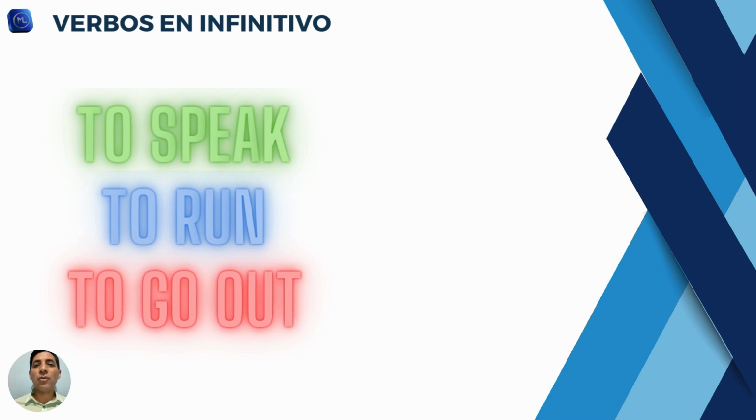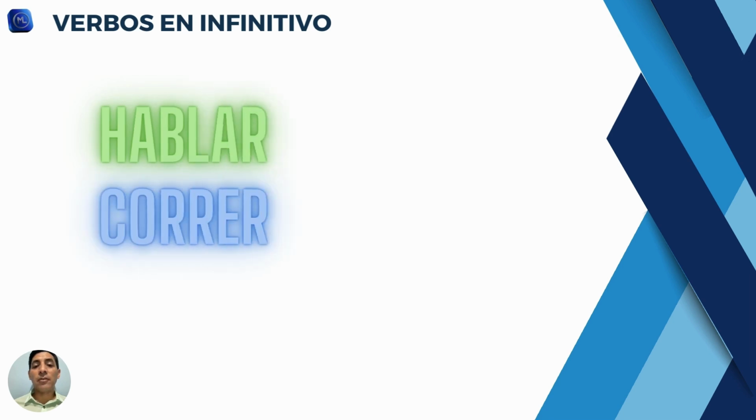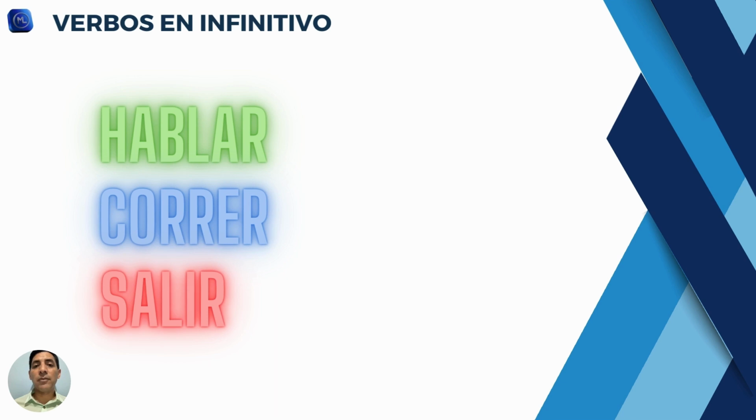So how do we do that in Spanish? Well, in Spanish, we do not use a preposition. We just have verbs that have particular endings. So, for example, the verb to speak would be hablar. Then we have the verb to run, correr. And then we have the verb to go out, salir.